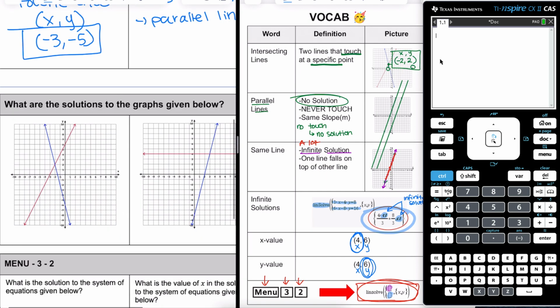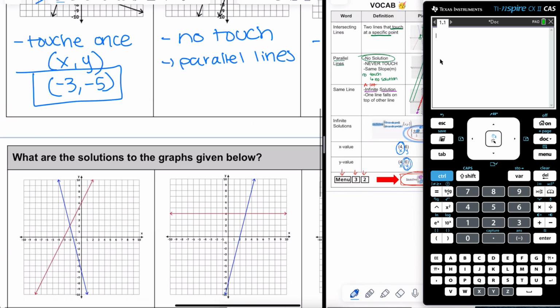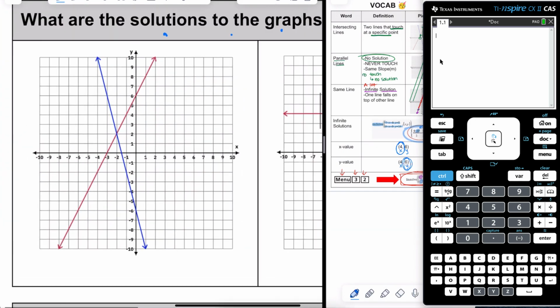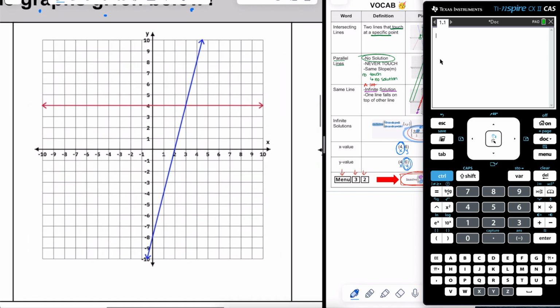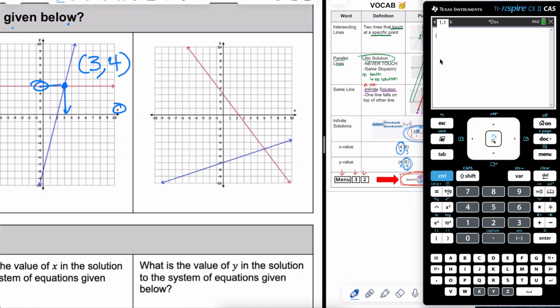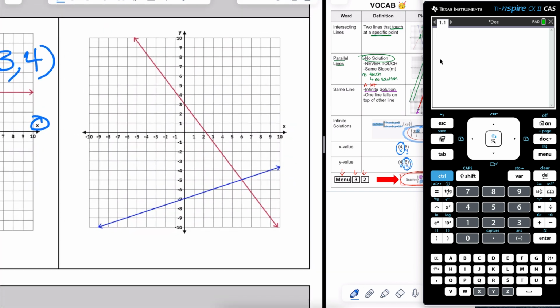Now, it says what are the solutions to the graph given below? If I look at this one, I see I touch right here. That is my solution. So I have -2, 2, my x, my y. Then if I come over here to the next one, I just want to see where they touch. They touch right here. My solution is going to be, remember, x always first, 3, 4. That is my solution. We'll leave the last one for class, but if you want to try it in your head, there's your second to pause and give it a try.